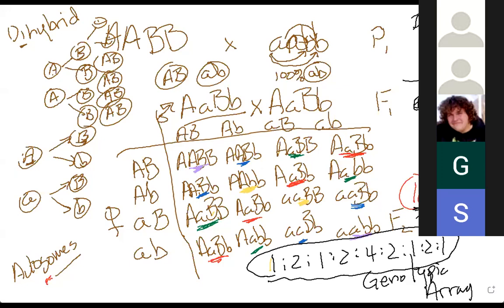So it's a good way to think about the F2 phenotypic array. When you think about 9 to 3 to 3 to 1, what you want to remind yourself is it's 9 double dominant, 3 dominant and recessive, 3 recessive and dominant, and only 1/16 will be the double recessive phenotype. Okay?